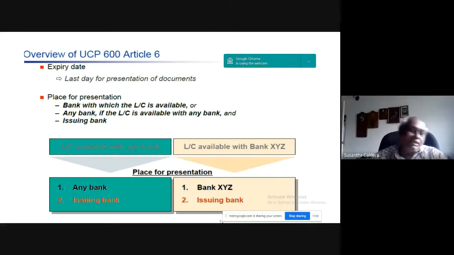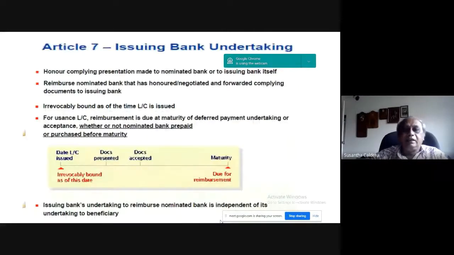Any questions on that? Right. Issuing bank undertaking.